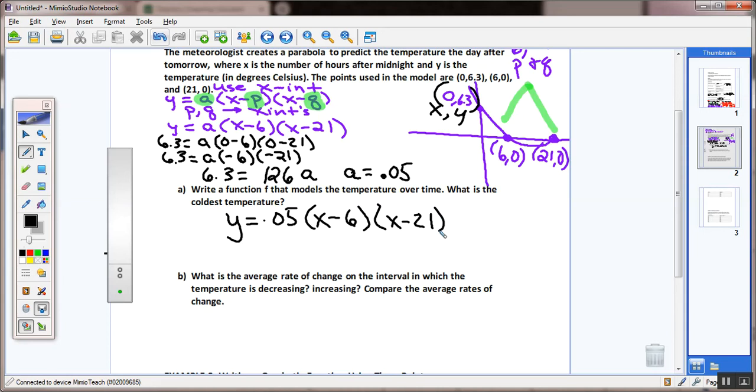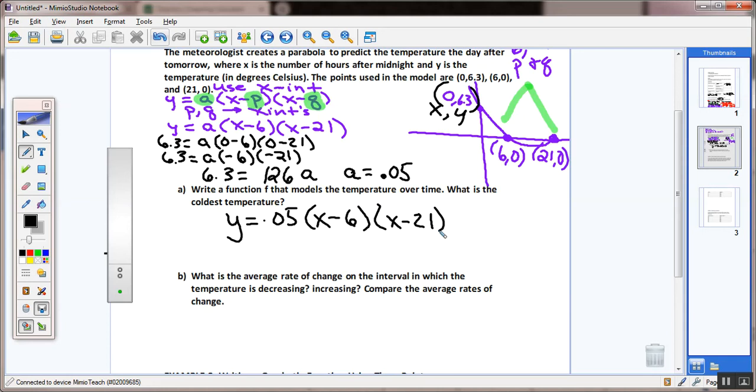Now, in part A, after you've written that function, what does the second sentence say? What is the coldest temperature? You guys agree the coldest temperature would be like a minimum? Isn't a minimum from this graph going to be right between these x-intercepts that mirror each other? Would you agree with that?